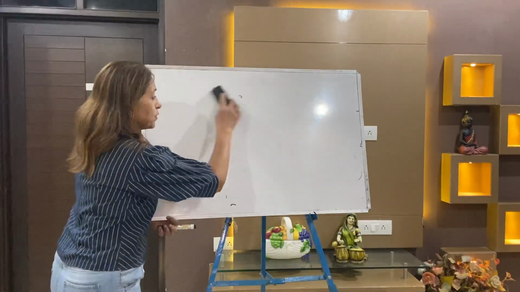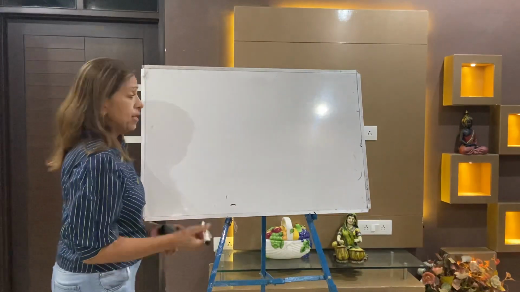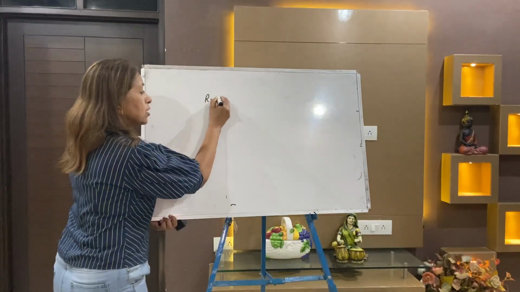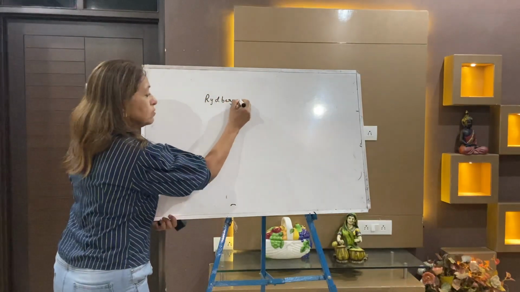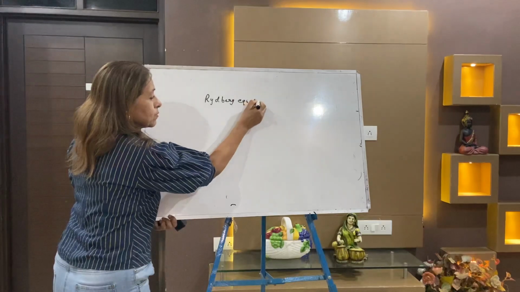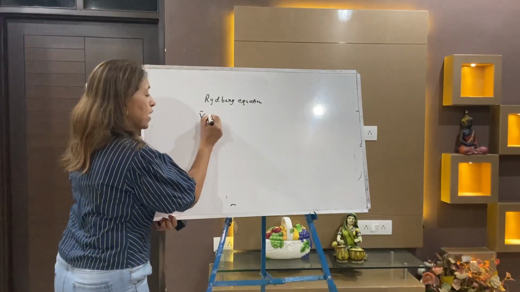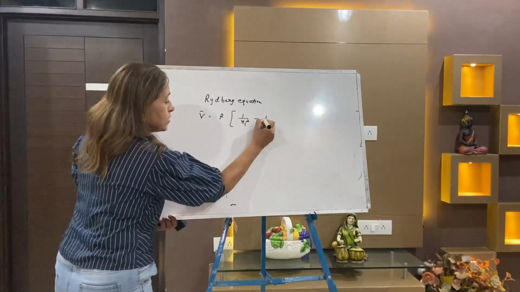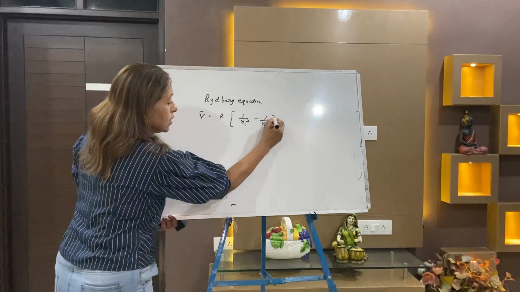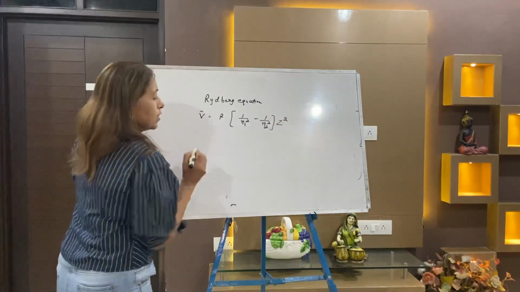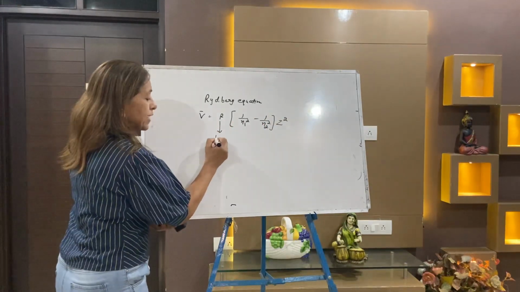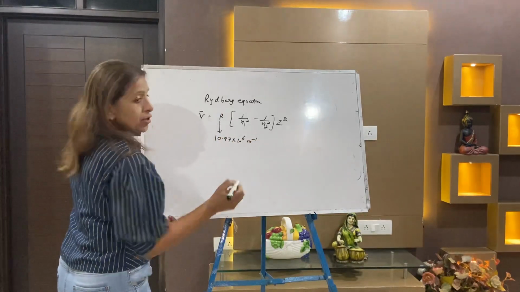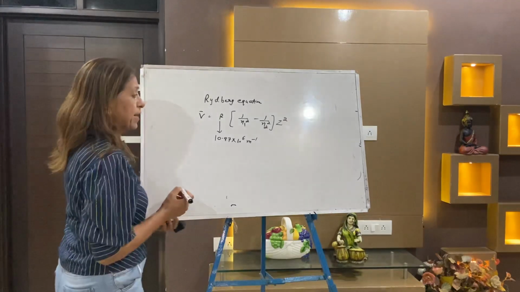Let's start. We have to calculate lambda. There are so many formulas. Either you apply the Rydberg equation. The Rydberg equation is: wave number is equal to R into (1 upon n1 square minus 1 upon n2 square) into Z square. Here R is the Rydberg constant, 10.97 into 10 to the power 6 per meter, or in centimeter the value is given in the numerical.